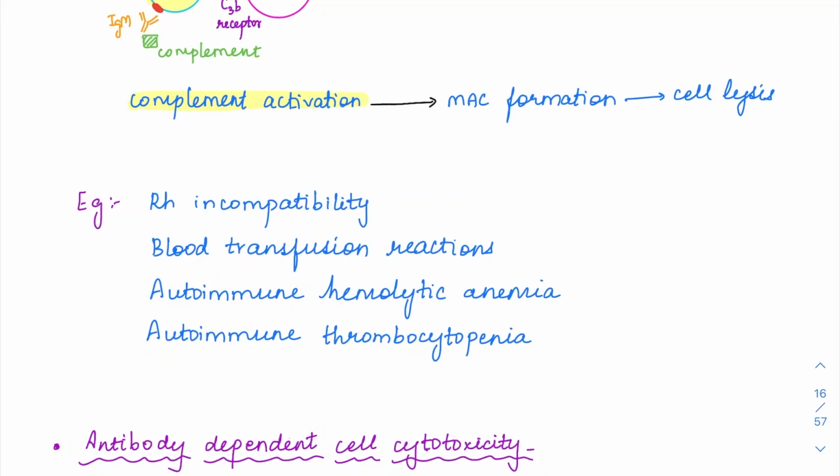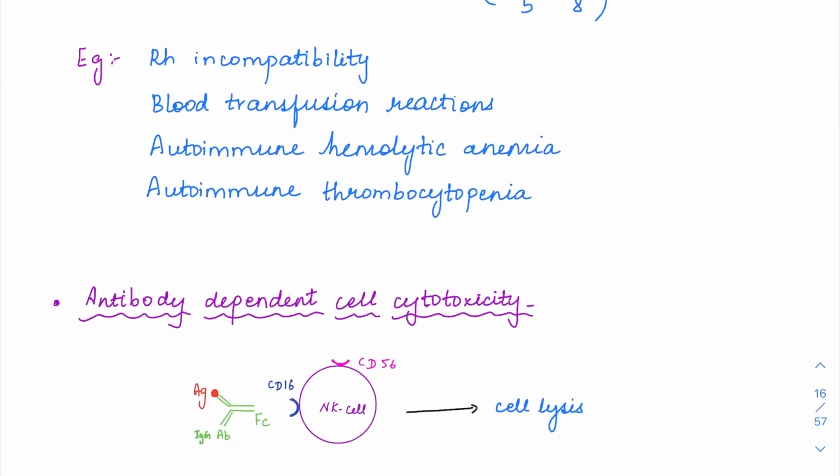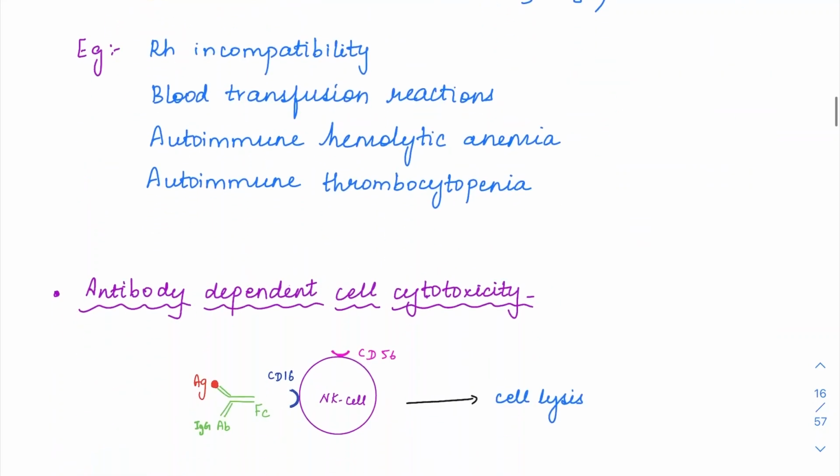This complement activation, the end product of which is the MAC complex, which is the membrane attack complex, is formed by C5 to C8, right? So this is going to form the membrane attack complex, and then this is going to cause the lysis of the cell. The examples of this mechanism of type 2 hypersensitivity are any kind of blood related ones. So blood transfusion reactions, Rh incompatibility, autoimmune hemolytic anemias, autoimmune thrombocytopenias, all of these happen by the opsonization and phagocytosis mechanism.